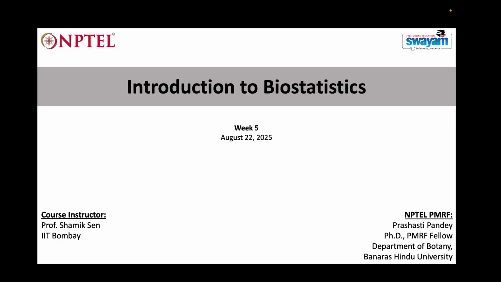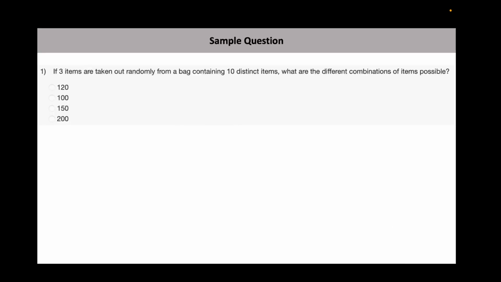Now the first question on your screen is, if three items are taken out randomly from a bag containing 10 distinct items, what are the different combinations of items possible? Your options are 120, 100, 150, and 200. I'll give you 2-3 minutes time. If you know the answer, please go ahead. Otherwise, I'll tell the answer.